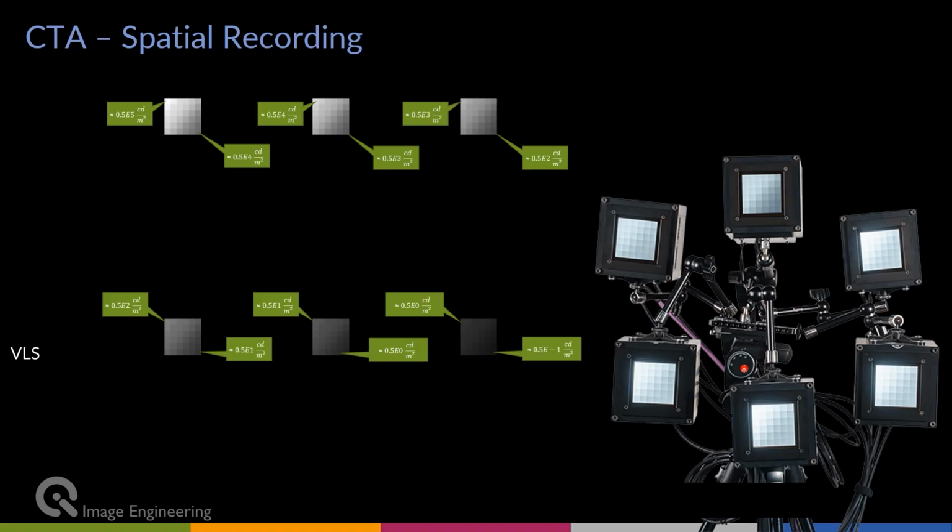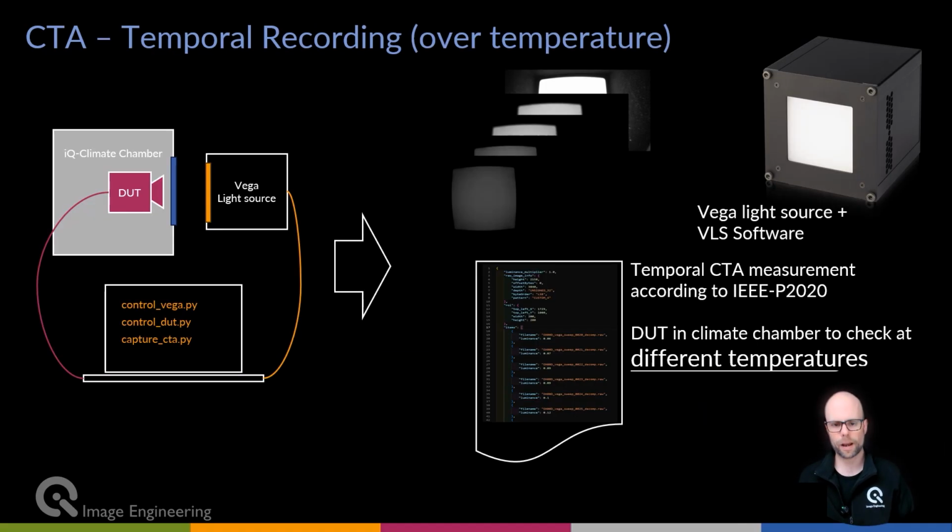The contrast to that is the temporal recording, which, for example, you can also do over temperature. So for the temporal recording, you take a light source that you can control quite well, that gives you the luminance. So we use a Vega light source. With that, you can control the intensity, the luminance, very well over a huge range. And then you put your camera in front of that and take one image after another. So change intensity, take a picture, change intensity, take a picture.